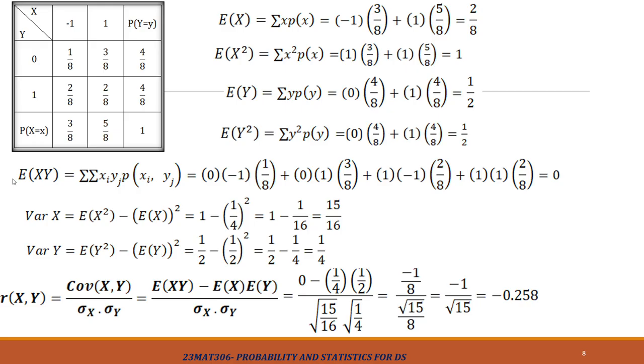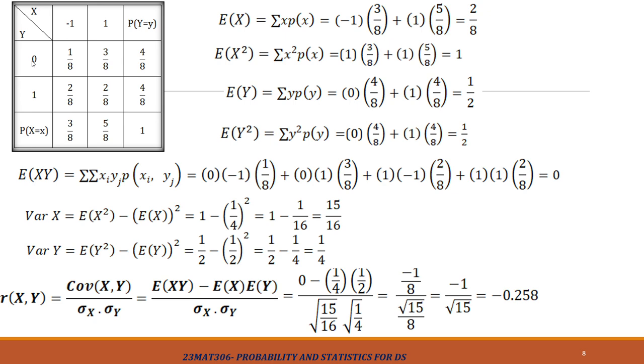Next, we will calculate the expected value of xy. This is a two-dimensional random variable, right? So double summation will come, which is equal to double summation of x and y into the probability value of x comma y. So here we will take the x value. This is x into y, right?